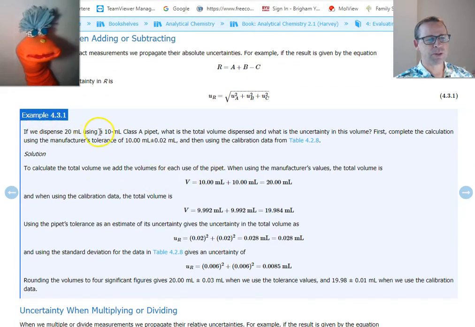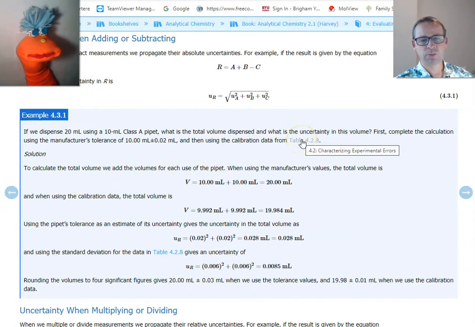So let's look here then. If we dispense 20 mils using a 10 milliliter Class A pipette, and all we have is the uncertainty provided, we don't have our own standard deviation, then take 10 milliliters plus or minus 0.02. I'm adding 2 volumes of these together. My resulting volume is 20 mils.